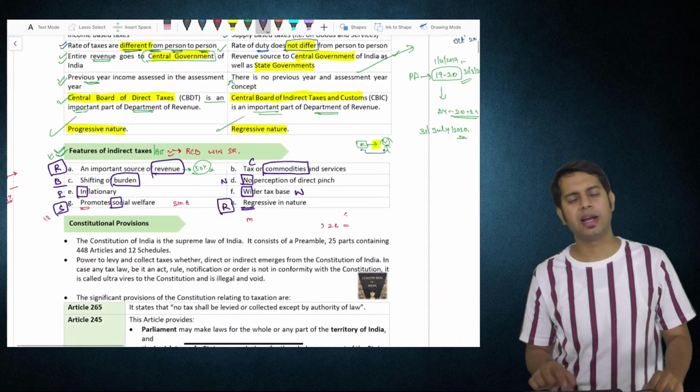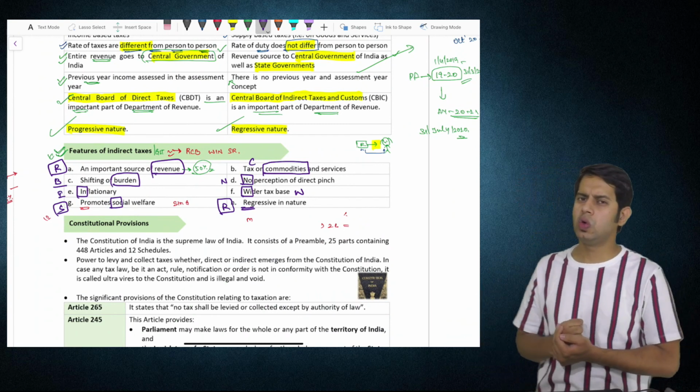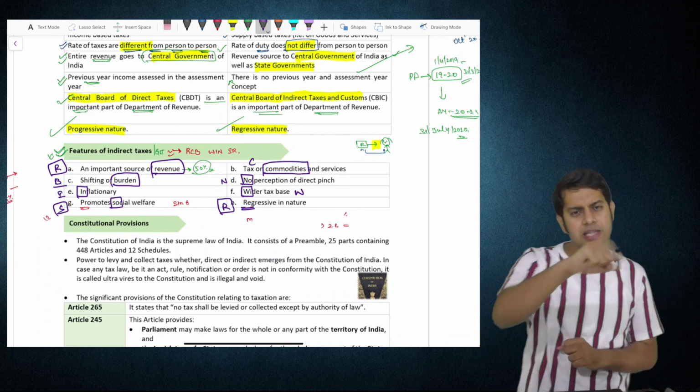Then features of indirect taxes. What are the features of indirect taxes? Who is going to win the IPL this time, sir? RCB is going to win, sir.